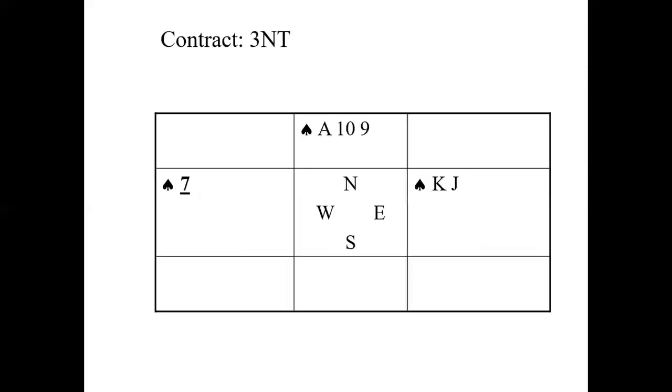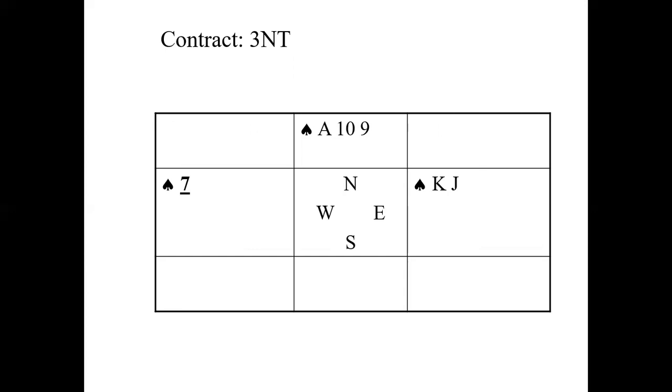Okay, so let's look at another one here. Against 3 no trump, your partner leads the 7, and down comes the ace, 10, 9 of spades, and you've got the king, jack. What does that 7 show? Do you think your partner's got an honor in that suit or not?